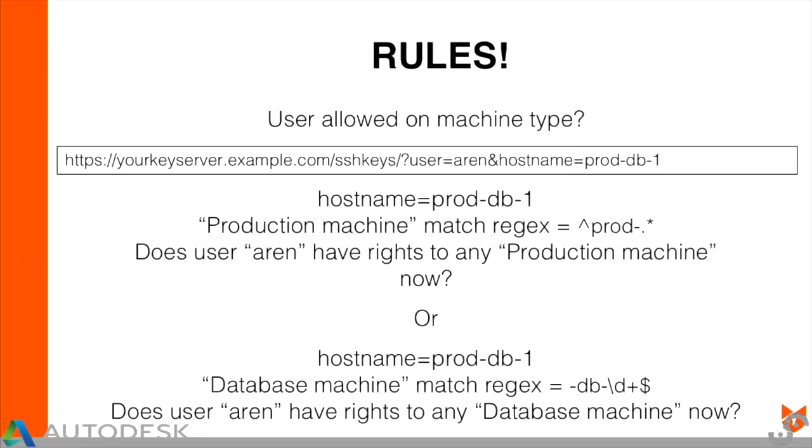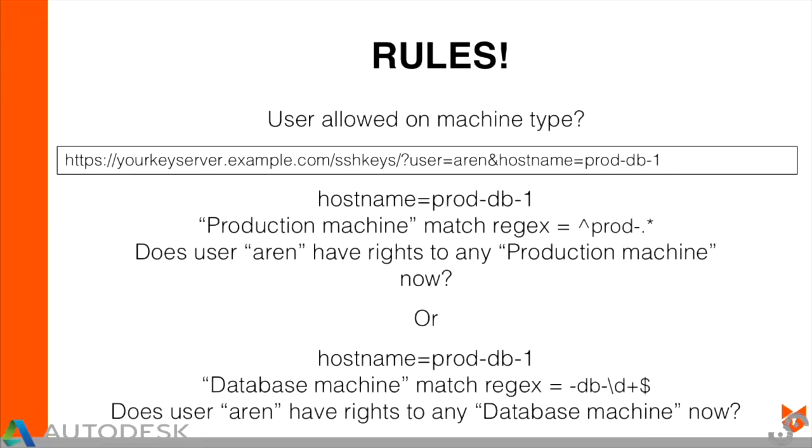So you can define these with regular expressions against the host name. So in the first example, production machine would be the regex that starts with prod and has a hyphen and then anything after that. So our example of prod-db1, right, we know that's a prod machine. We can look in our rules database and say, does this user have access to production right now? And that's how we can grant access or not grant access to this production machine.